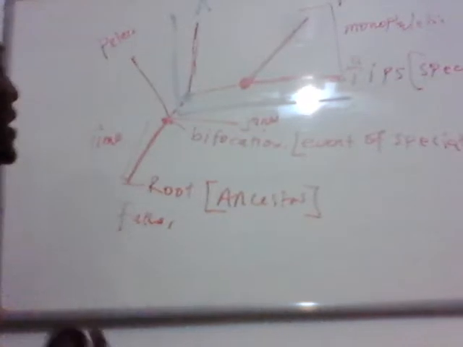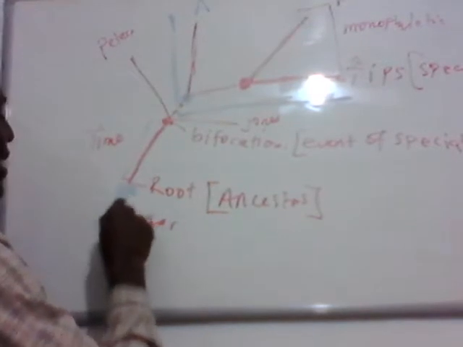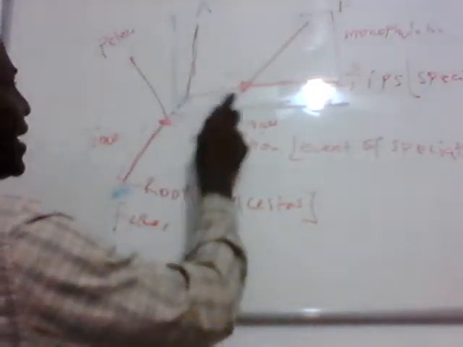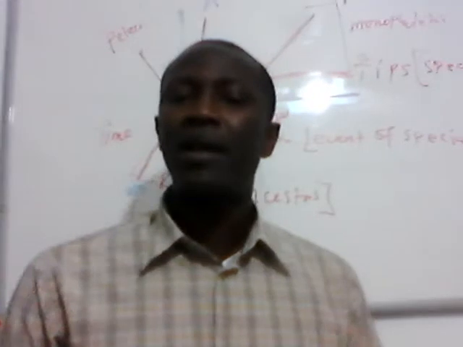For the polyphyletic, we consider that none of the members share the closest common ancestor. When you consider here, we can say that none of these members share the closest common ancestor. If you consider this and this, they don't share the closest common ancestor. Here and here, they don't share the closest common ancestor. So this is the basic concept that I want to put across, and I hope it is going to help.